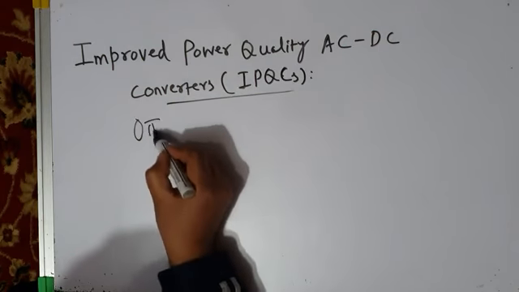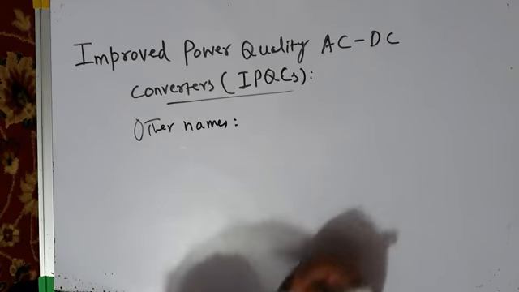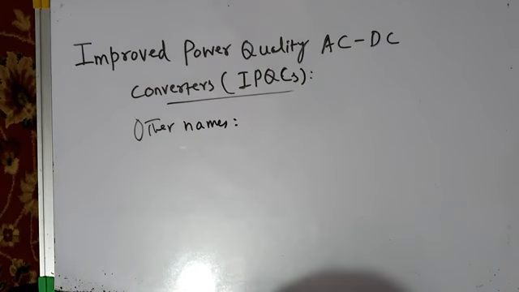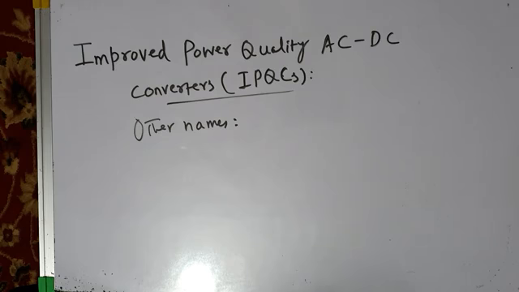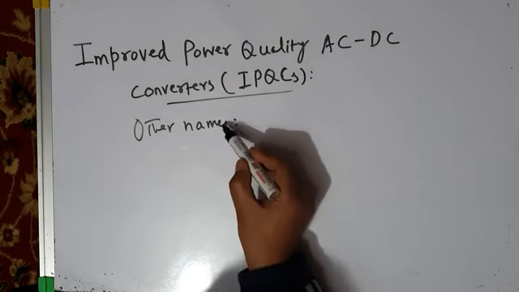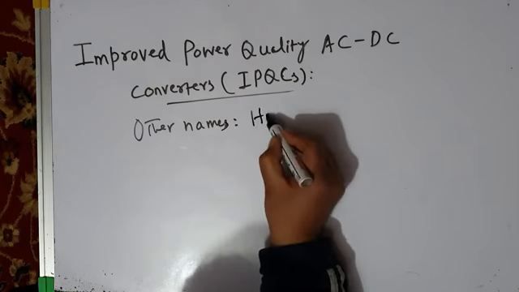The other names given to these converters are, if you search the literature, research papers, journal papers, conference papers, and some very good modern books on power electronics, you may find different names given to these modern AC to DC power converters. They are very famously known as improved power quality converters, IPQCs, but they are known by other names also in the literature. Other names are high power factor converters.